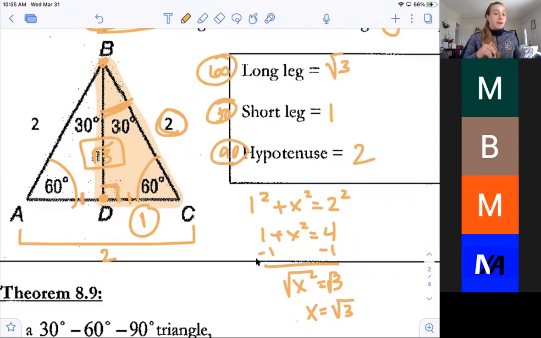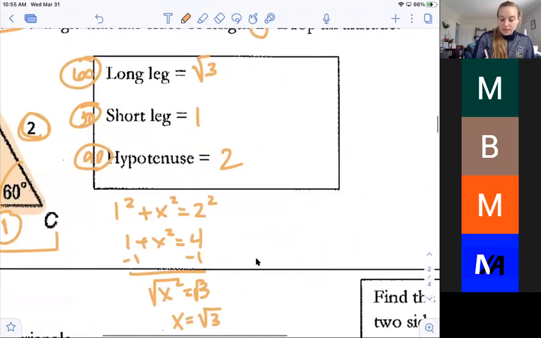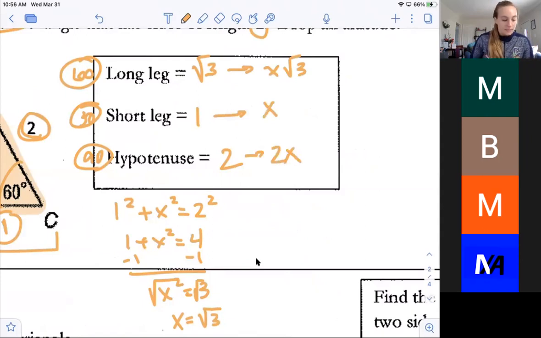Now that's in this special triangle where one of the side lengths is 2, but not all 30, 60, 90 triangles are going to have length 2. Sometimes they'll have other numbers. So to generalize, we take these values that we just found from our very special, small scale 30, 60, 90 triangle, and we can multiply them by x to figure out what the long leg of a new one would be. So I would have x root 3. For the short leg, you could do 1 times x, but that's just x. And then the hypotenuse would be 2x.